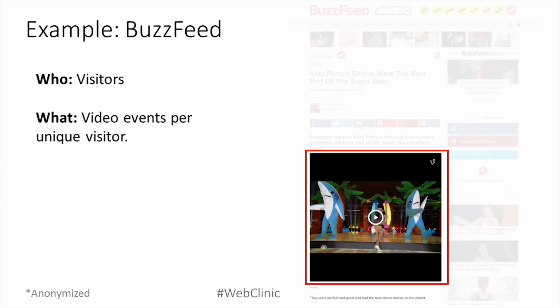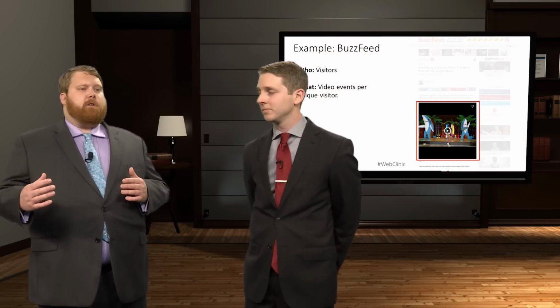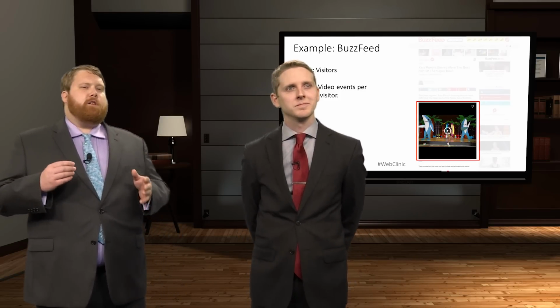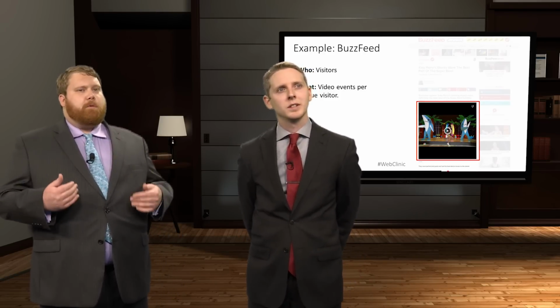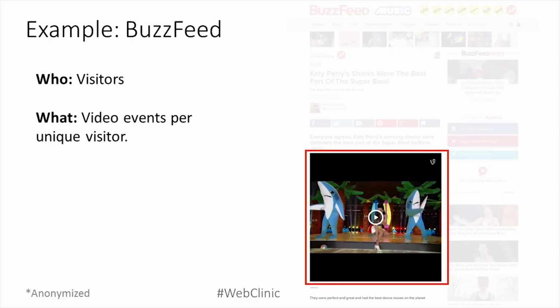So we're going to do a similar thing this time. Once again, the who is the visitors, but this time our what is going to be video events per unique visitor. And just a little definition of that, in this case, it is starting a video, not necessarily finishing, but how many video starts they have per unique visitor. So audience, I'm going to throw it back to you again. I think we're used to the format here. So tell me in your own words, what do you think the why is? Why would we want to be interested in video events per unique visitor? What does it tell us about the customer?